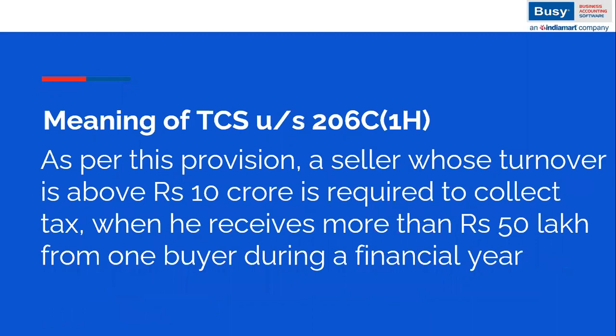Meaning of TCS under section 206C1H. Now, an organization whose turnover is above 10 crore is eligible to collect TCS when it receives more than 50 lakh. That means if it receives an amount from the customer of more than 50 lakh, maybe in a single receipt or in a collective receipt entry, or if the company sells the product to the customer where the value exceeds 50 lakh, in that scenario you can collect your TCS on the receipt entry as well as in the sales entry.